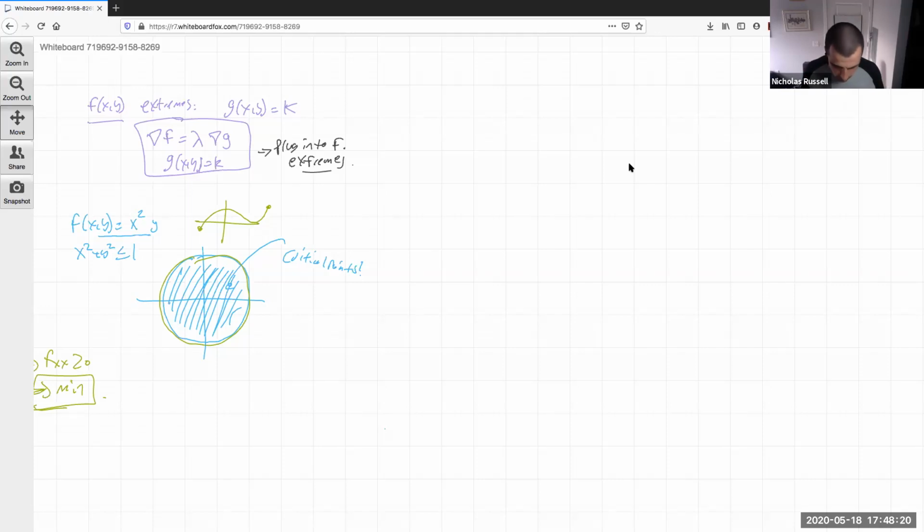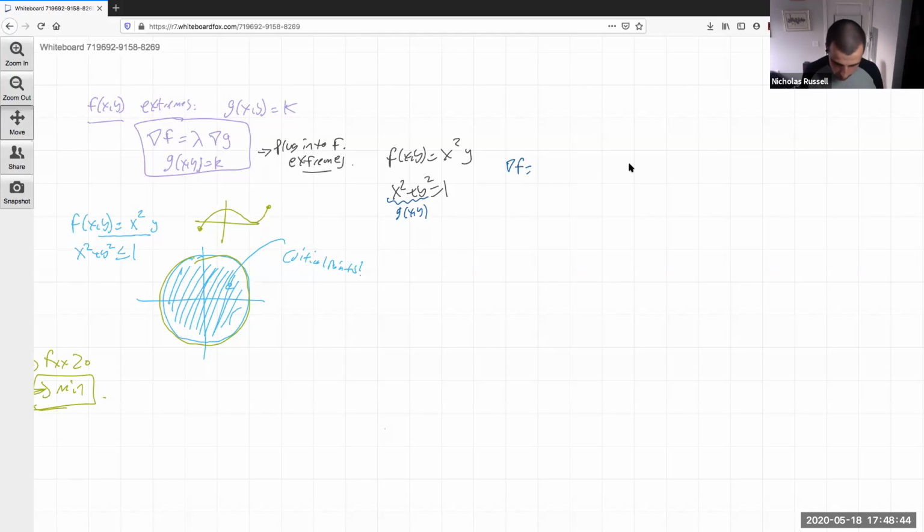So let's talk about the case where f of x, y is equal to x squared times y, and x squared plus y squared is equal to 1. I'm literally on a circle of radius 1 here. So here's the process. We define this constraint as g of x, y. I take the gradient of both of these, starting with the gradient of f.